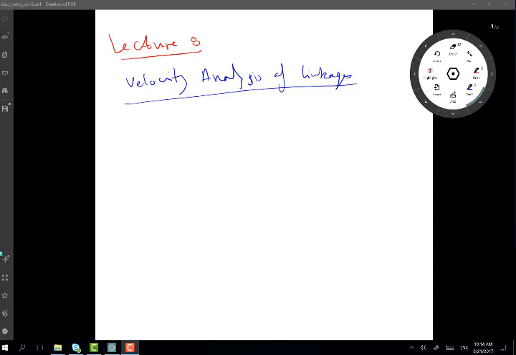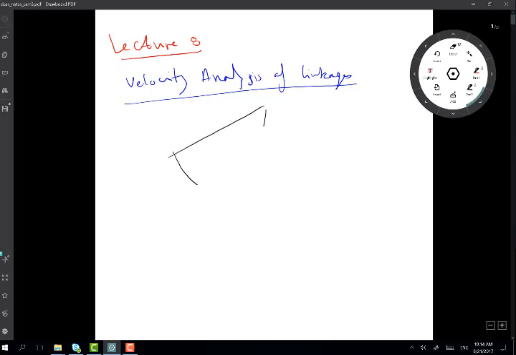Okay, this is lecture number 8, and we are talking about the velocity analysis of linkages. Now, this is an extension to the previous topic, which is position analysis of linkages. With the position analysis, if you remember, we always had a linkage with a given parameter, like the degree of freedom of the linkage, and we are required to conduct a position analysis.